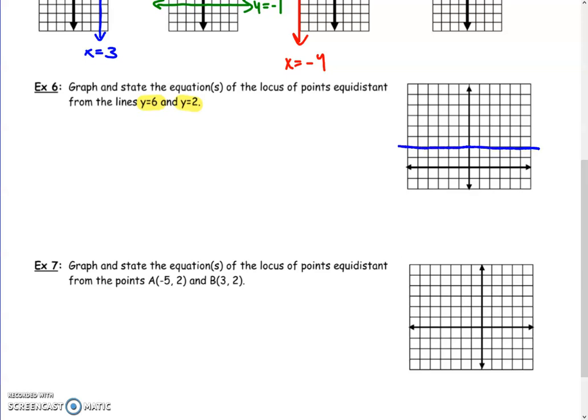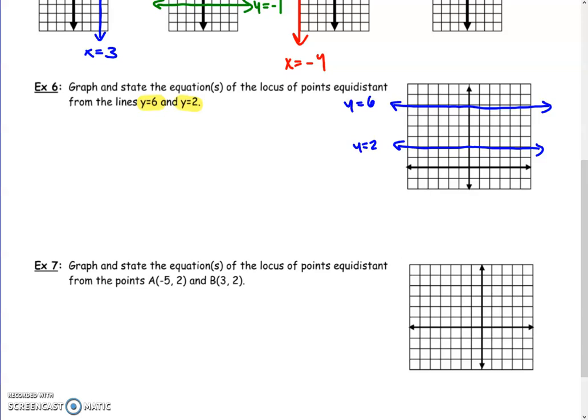There's the line y equals 2. Let's go up 6, 3, 4, 5, 6. There's the line y equals 6. You want to do those solid because those are given lines. The locus we like to do dashed. So I want the locus of points equidistant from those two. Well, that's simply going to be a line that's exactly in between them and parallel.